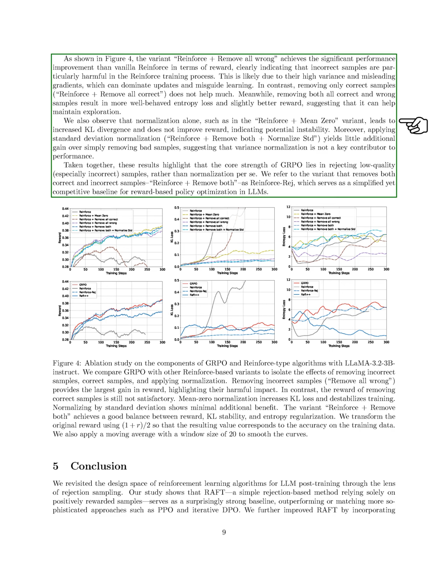Our findings indicate that removing incorrect samples significantly improves performance, while removing correct samples does not yield much benefit. Additionally, we find that normalization alone does not enhance rewards and may lead to instability. Ultimately, we conclude that GRPO's strength lies in its ability to reject low-quality samples, particularly incorrect ones, rather than in normalization techniques. We refer to the variant that removes both correct and incorrect samples as Reinforce-Rej, which serves as a competitive baseline for reward-based policy optimization in large language models.